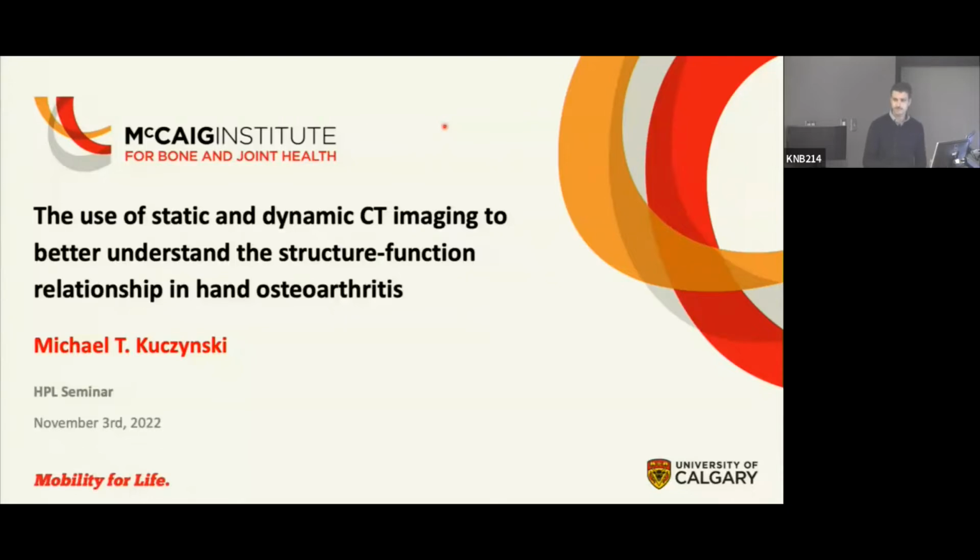But today he'll be talking to us about some of his PhD work, the use of static and dynamic CT imaging to better understand the structure-function relationship in hand osteoarthritis.